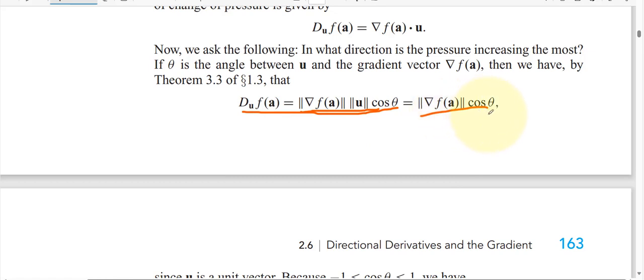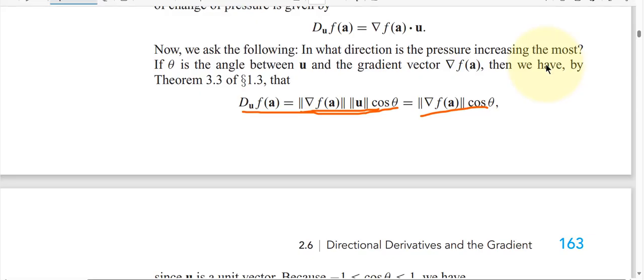But this has u in it because this is the angle between u and the gradient. So when is the cosine largest? When the angle is smallest, when the angle is 0. So that means we want the angle between u and the gradient to be 0. That means that u should point in the direction of the gradient.